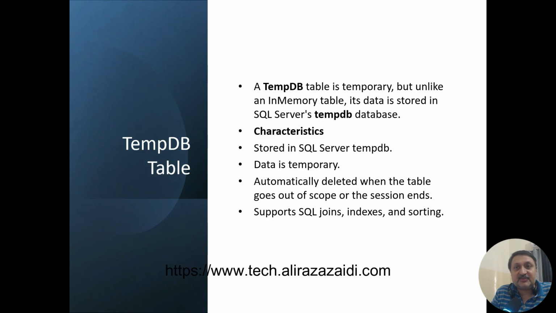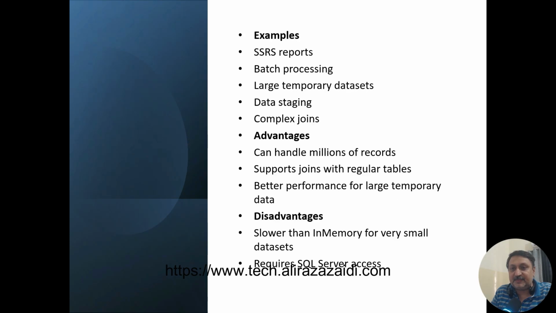Characteristics: data is stored in SQL Server temp tables. Data is automatically deleted when the table goes out of scope or a session ends. Supports joins: we can apply joins, and indexes can also be applied on these tables. Examples: we usually use them in SSRS reports, batch processing, large temporary data sets, data staging, and complex joins. Advantage: can handle millions of records, supports joins with the regular tables, better performance for large temporary data.